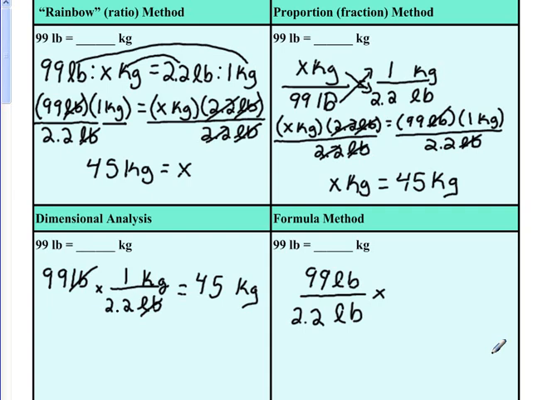And we will multiply by what we're trying to change it to, in this case the kilogram. Notice the pounds cancel, leaving me only with kilograms, and then we perform the arithmetic of 99 times 1 divided by 2.2, and we find that 99 pounds is the equivalent of 45 kilograms.